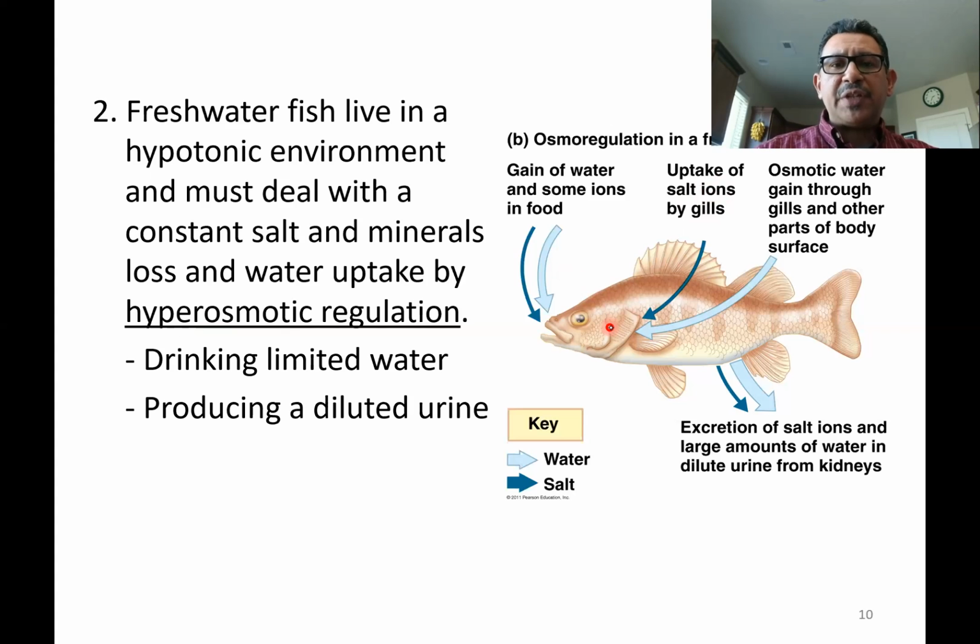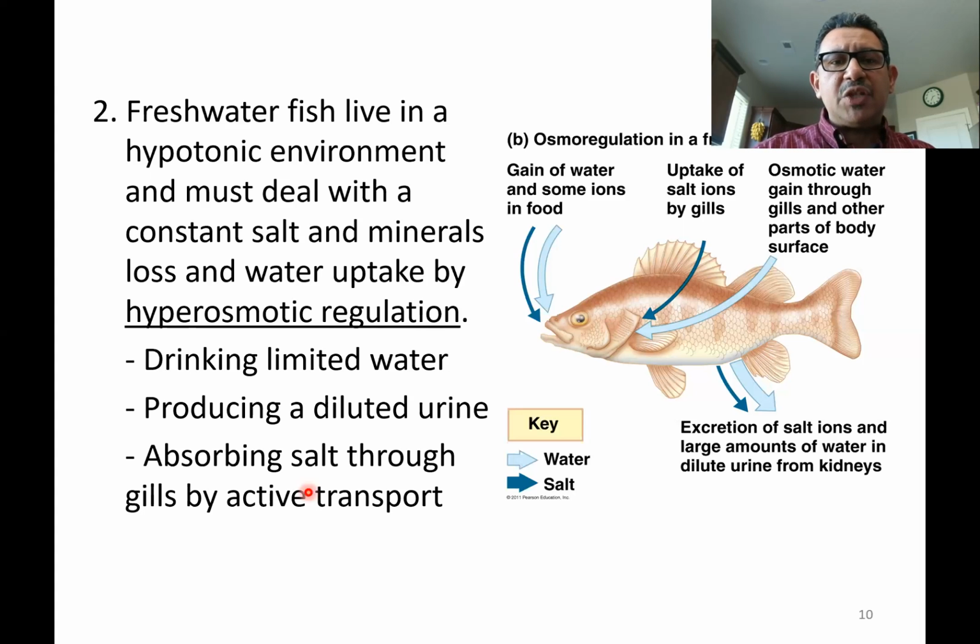Also, they produce a diluted urine. They produce a lot more urine than a seawater fish. But the urine they produce, even though it's larger in volume, is very diluted. There are not very many ions there. And they can get additional salt ions through active transport as they move blood through the gills.